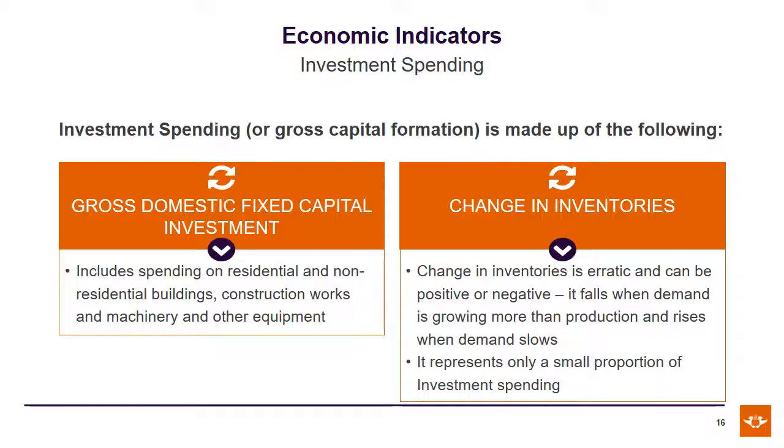Investment in short-term or working capital, for example, is change in inventories. This can be quite erratic, can be positive or negative. It is positive at a time when demand slows and production is more than meets the demand that the market has. And it's negative when demand exceeds the production capacity of companies. It represents only a small portion of investment spending.